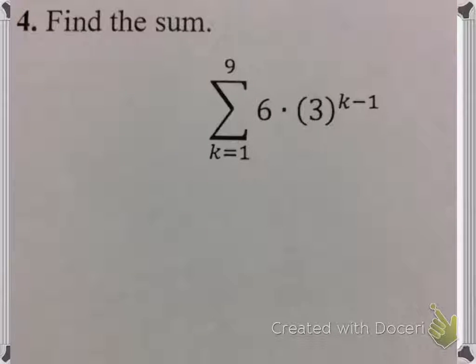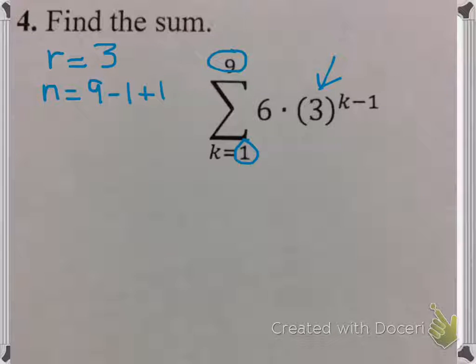Okay, our next problem again is finding the sum of this geometric sequence. We can tell that it's geometric because we have this number raised to a power right here. That number that's raised to the power is going to be our r value, so our r value is 3. I can find my n value by taking the top number minus the bottom number, adding 1, so 9 minus 1 plus 1, which is just 9. And then I can find my first term by taking this 1 and substituting in place of k.